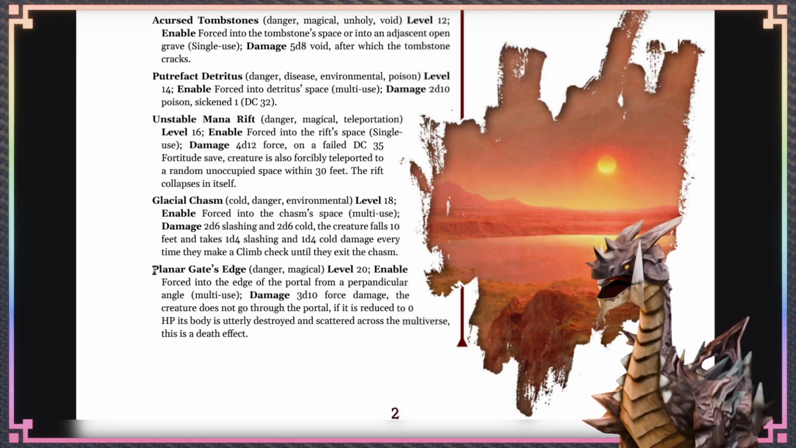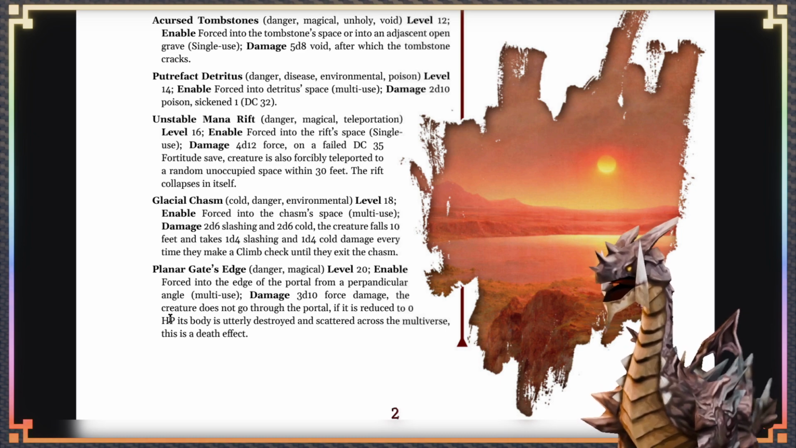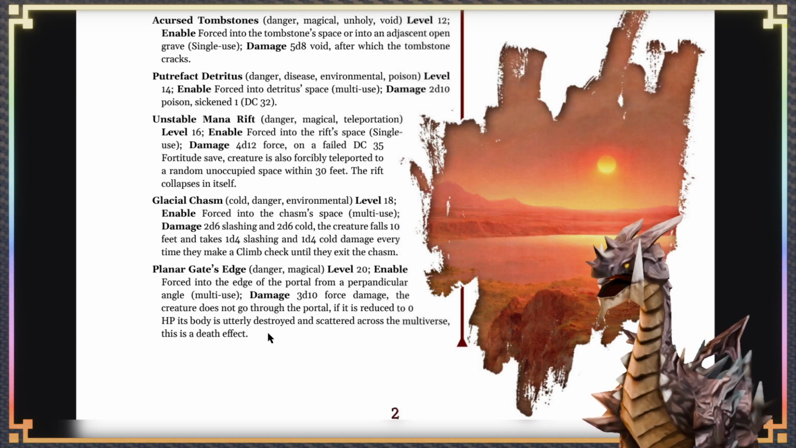And our last one here is Planar Gate's Edge, level 20. Enabled by being forced into the edge of a portal from a perpendicular angle, multi-use. Damage is 3d10 force damage. The creature does not go through the portal. If it is reduced to 0 hit points, its body is utterly destroyed and scattered across the multiverse. This is a death effect.